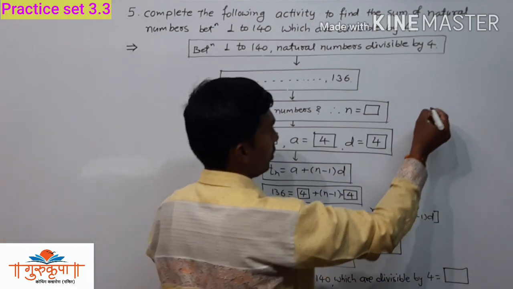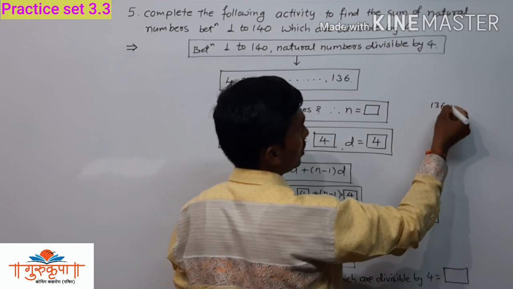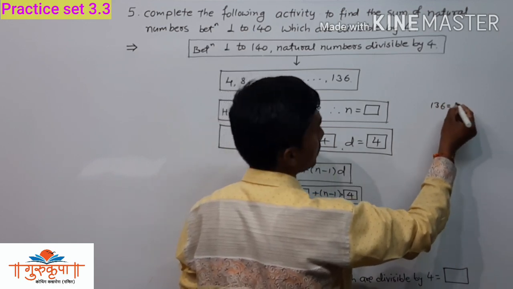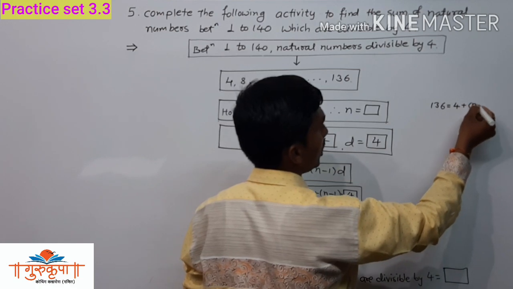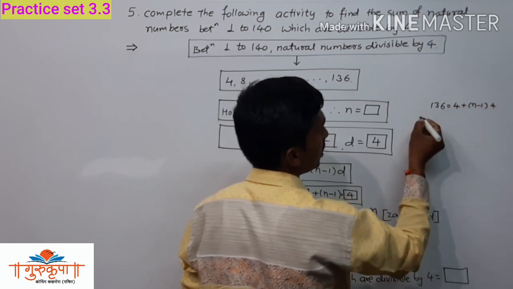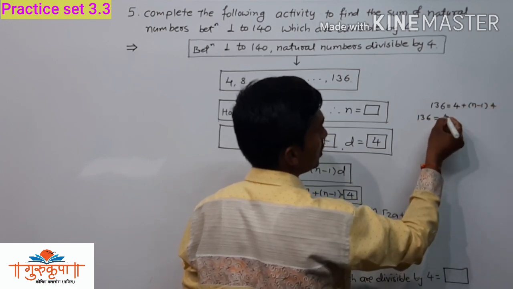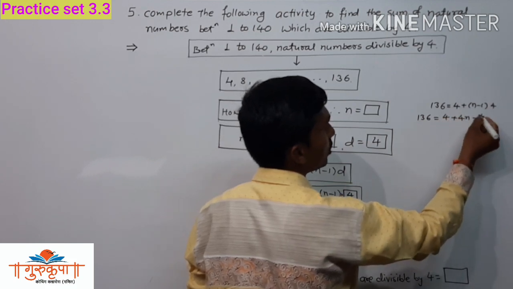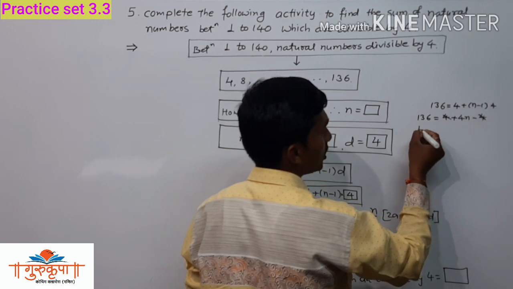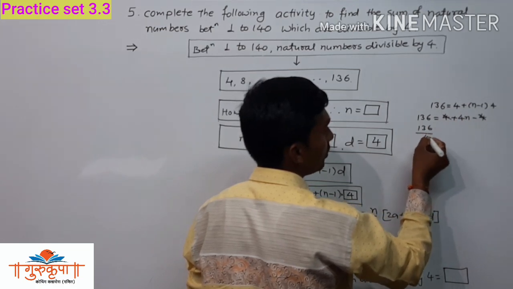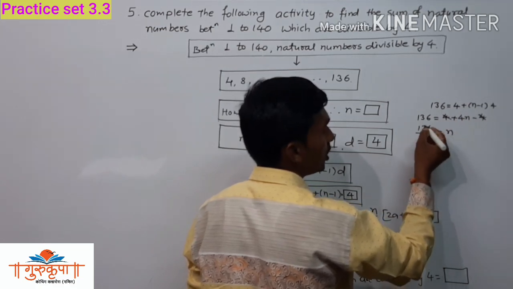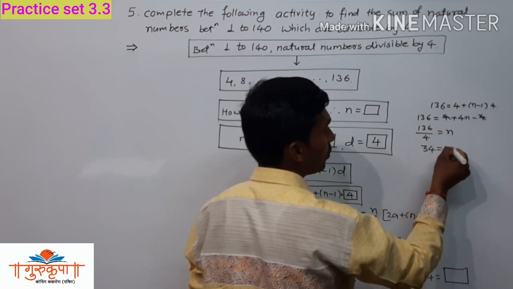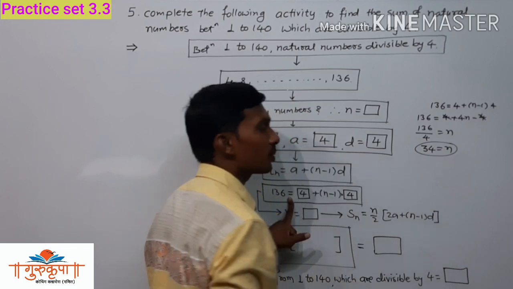Here we have 136 is equal to 4 plus n minus 1 into 4. Simplify this: 136 is equal to 4 plus 4n minus 4. The 4 plus 4 minus 4 cancel. This is 136 divided by 4, it is equal to n. 4 3s are 12, 1 is remaining, 4 4s are 16. So we have n is equal to 34.